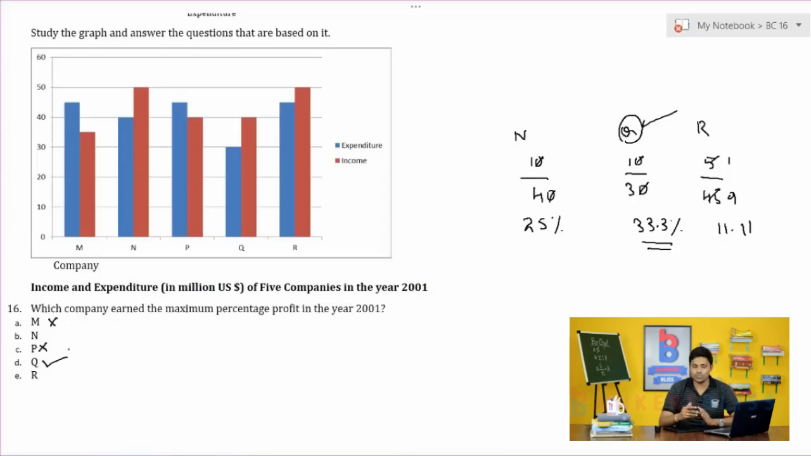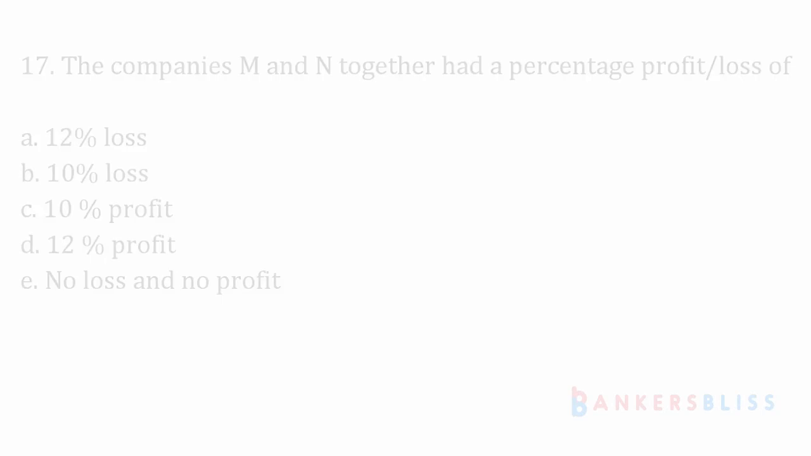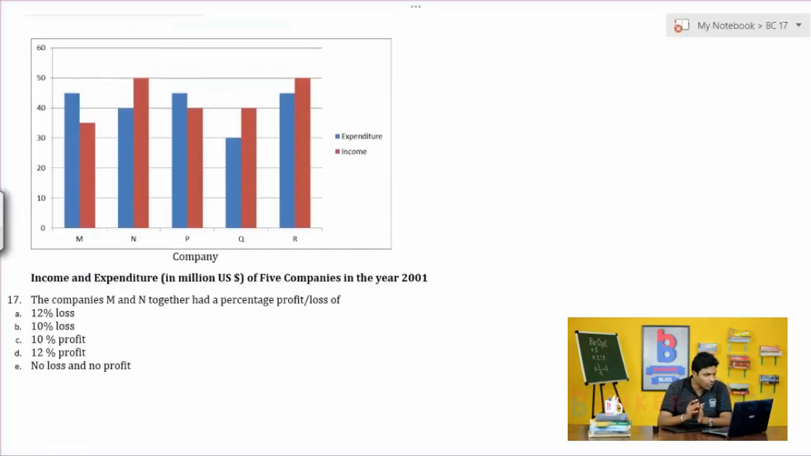Okay. Let us go to problem number 17. See here, the companies M and N together had a percentage profit or loss of. See here, M is getting loss, but N is getting profit. If you consider both the two, what will you get? Whether you get profit or loss. So, what is the percentage? So, what is the expenditure? Total expenditure of M and N.